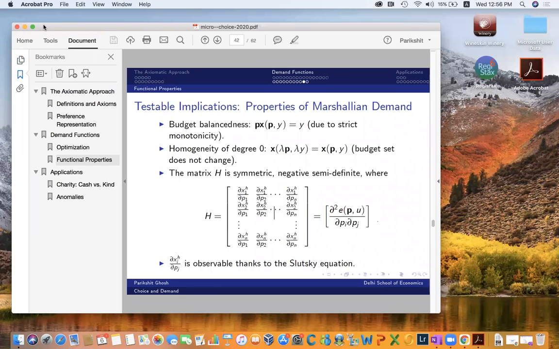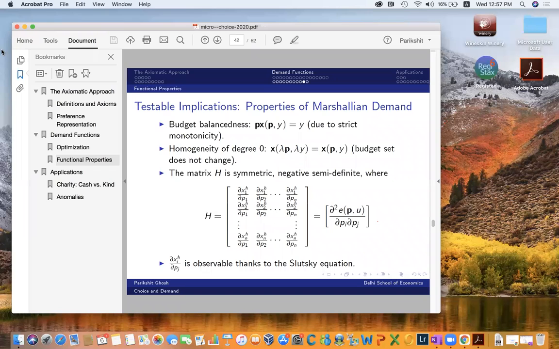We don't observe Hicksian demand functions, right? Consumers out there, they're not solving expenditure minimization subject to some target utility level. They're actually solving utility maximization. So the demand functions that we can see in the market, if we collect the data and estimate demand functions, they'll be Marshallian demand functions. They won't be Hicksian demand functions.